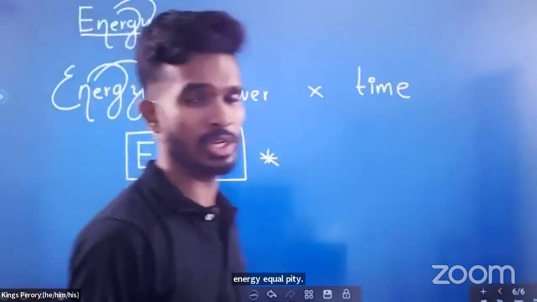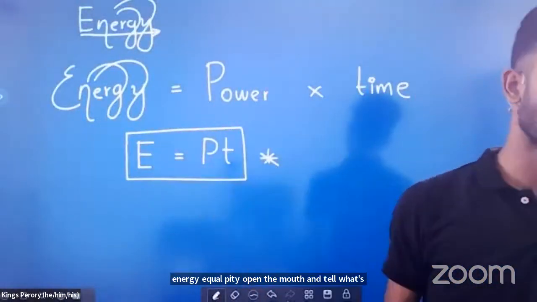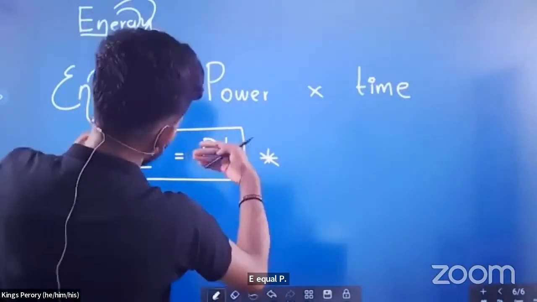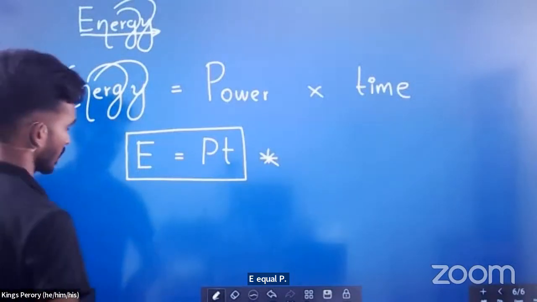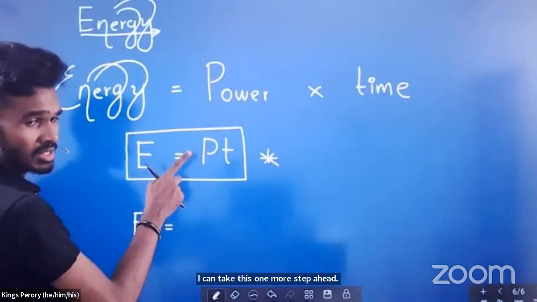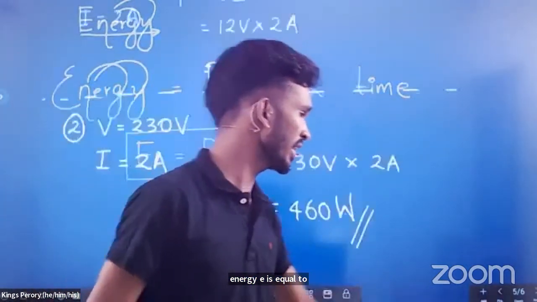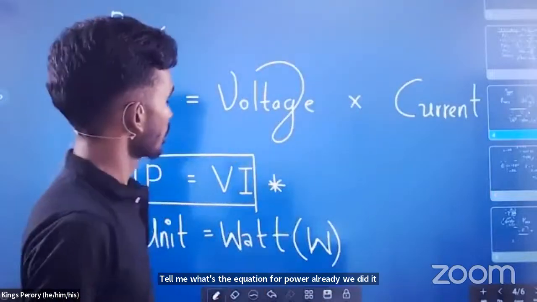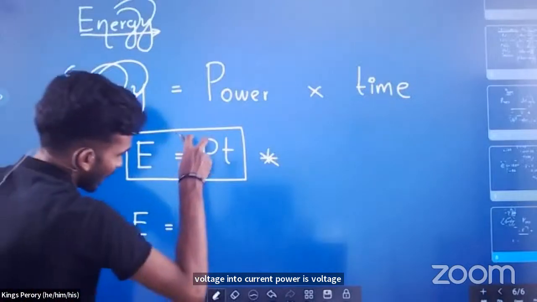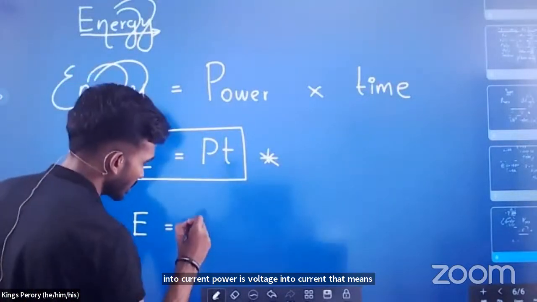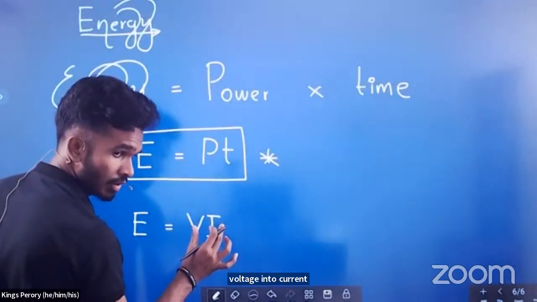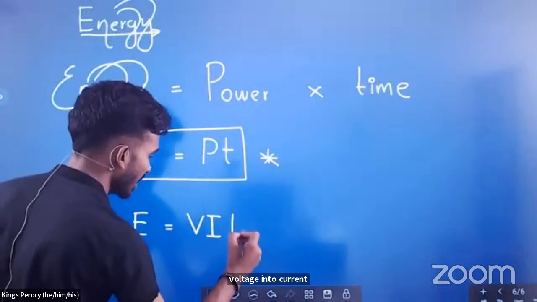Open the mouth and tell what's the equation. Energy E equals PT. I can take this one more step ahead. Energy E is equal to, tell me what's the equation for power. Already we did it: voltage into current. Power is voltage into current. That means instead of power, I can write voltage into current. Time will remain as it is.